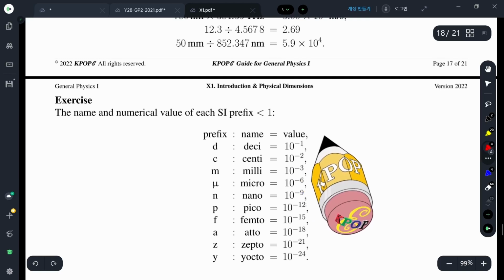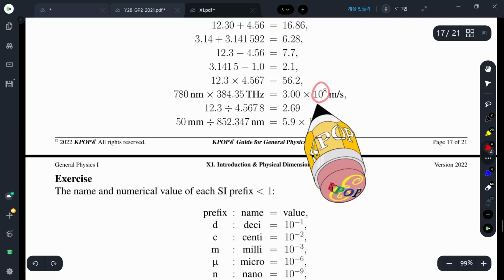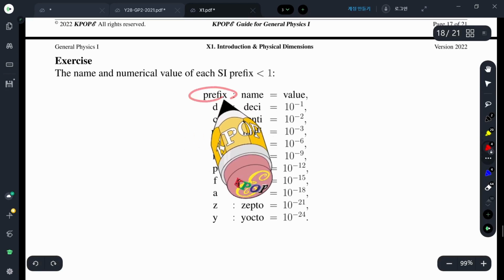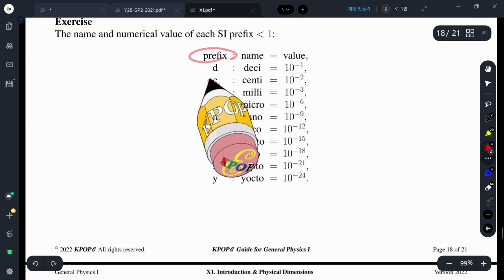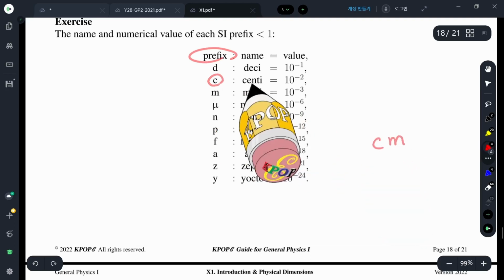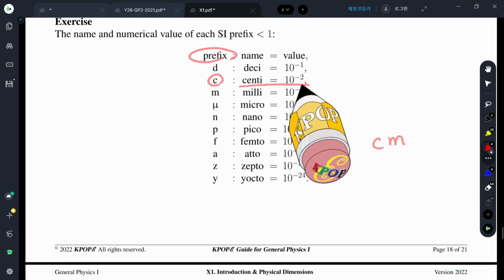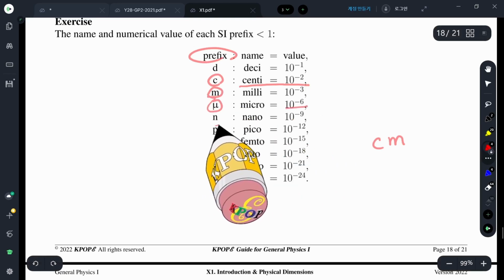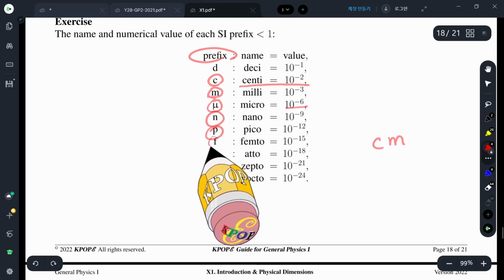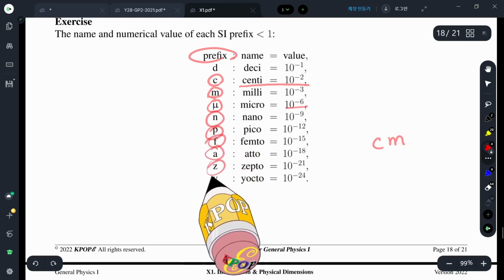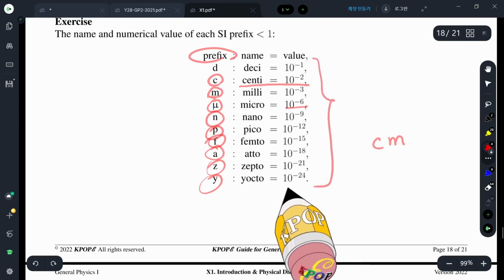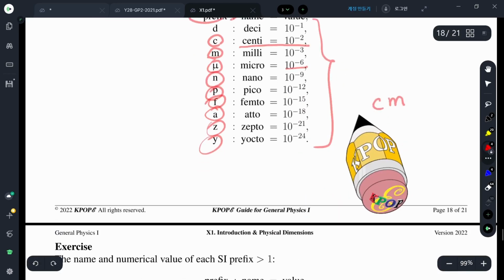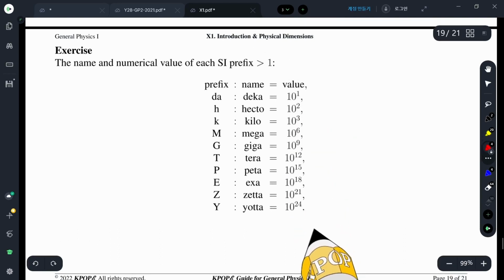When writing down numbers, we have so many powers, 10 to the something. So we have some abbreviations called prefixes. You should be familiar with centimeter. Okay, what's centi? 10 to the minus 2. Millimeter, micrometer, nanometer, picometer, femtometer, atto, zepto, yocto. You must memorize all these SI prefixes. These are all less than 1, and these are all greater than 1.